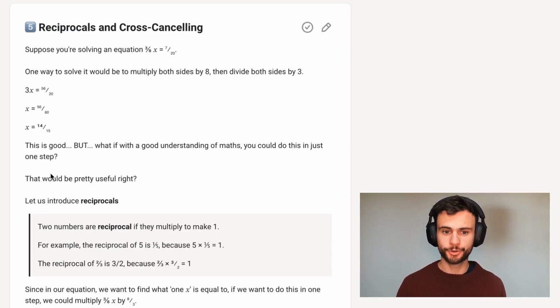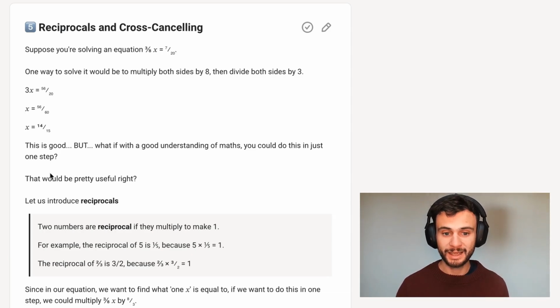I'm just going to run you through some notes that I took first, and we'll do a couple of examples together in this video. If you don't know what a reciprocal is or what cross-cancelling is, don't worry. It's a very useful technique for simplifying fractions and multiplications of fractions.